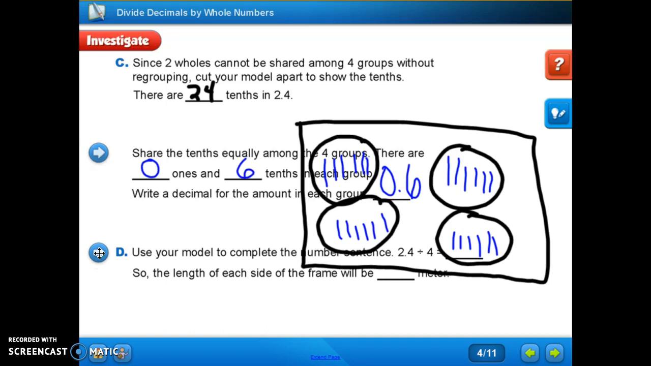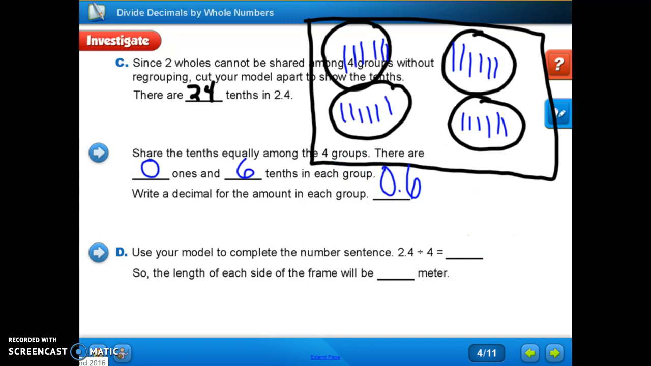Use your model to complete the number sentence. So it says use your model to complete the number sentence. 2 and 4 tenths divided by 4 is 6 tenths. So the length of each side of the frame will be 6 tenths meters.